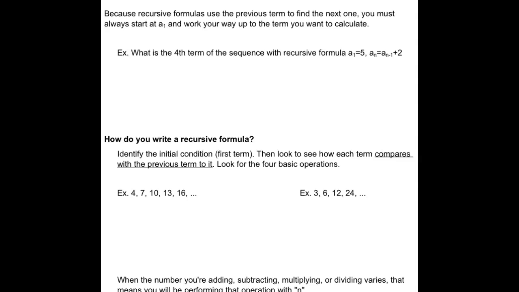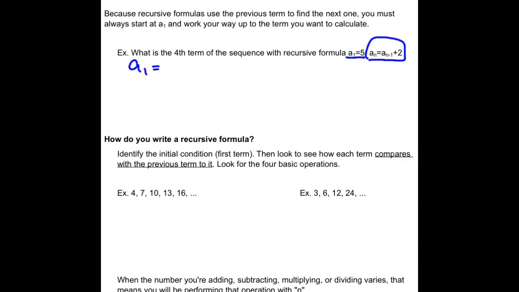But if we're just generating the first few terms, or we want one of the initial terms of a sequence, then a recursive formula isn't hard to work with. Our example here, what is the fourth term of the sequence that has a recursive formula? Again, they give you an initial condition, they tell us how to start, and then they tell us how to generate each term after that.